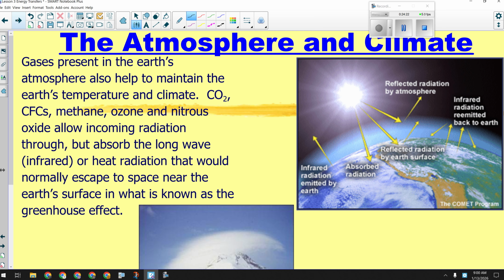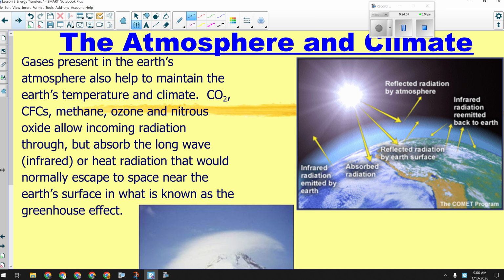So energy can come in, it can be absorbed. Some of it gets reflected off the surface, but some of it will hit the greenhouse layer, and it will reflect back. That gives it a second chance to be absorbed. That's the warming effect of the greenhouse effect.